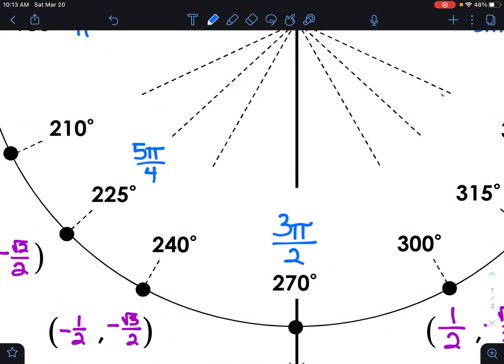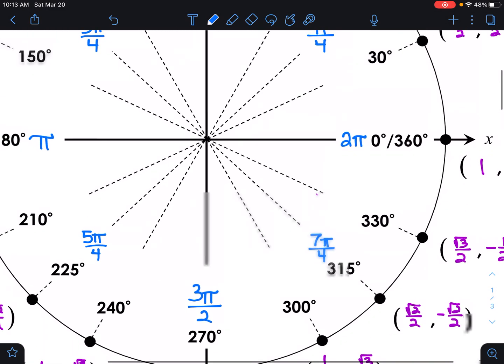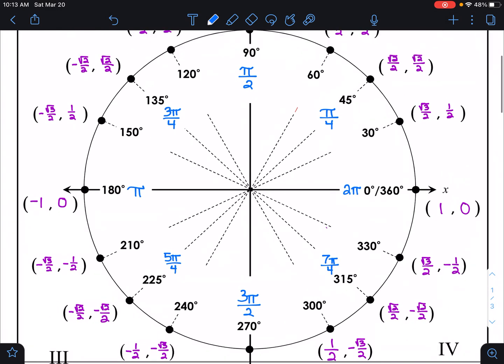270 would be 6 pi over 4, reduced to 3 over 2, meaning this would be 7 pi over 4. You may want to put that there. I might make that a little bit better, 7. Okay, and then you get to all the way around, it would be 8 pi over 4 or 2 pi, right?